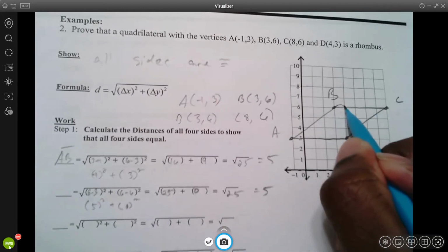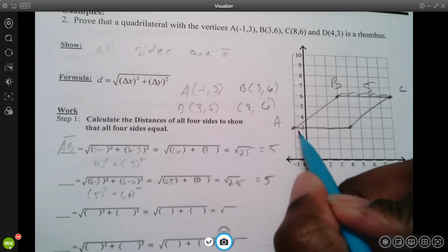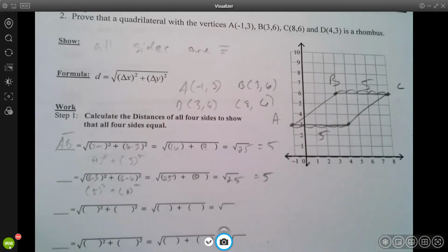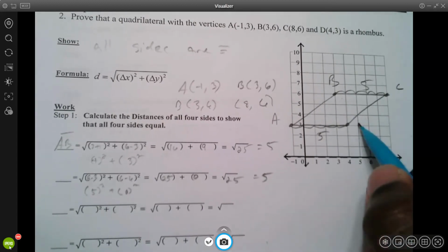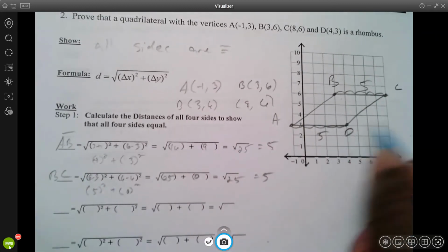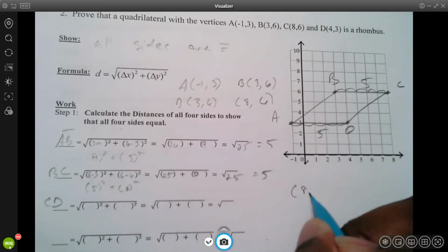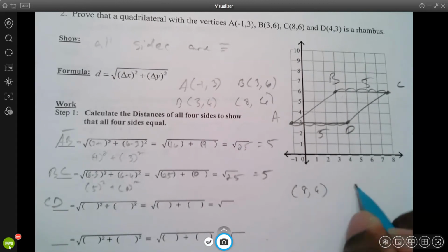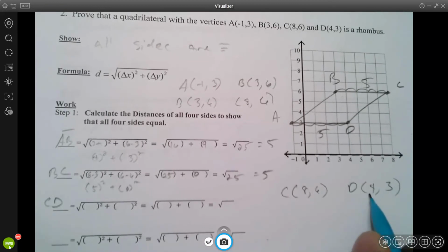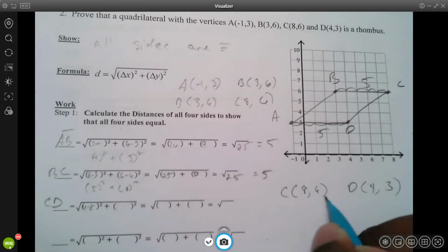True, I could have counted that: 1, 2, 3, 4, 5. It is 5. For that matter, this one is 1, 2, 3, 4, 5. So I won't bother doing the distance formula for that length. This is BC, and this is CD. So for CD, C is at 8, 6, and D is at 4, 3. So the distance would be 4 take away 8, and 3 take away 6.